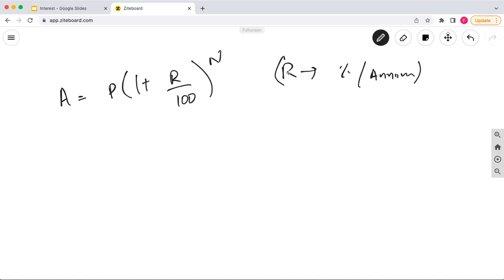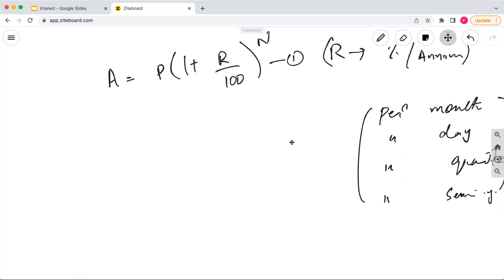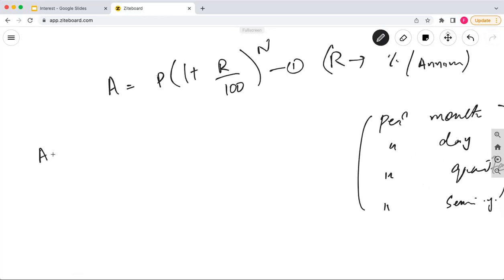So if the question says that instead of compounding per year, the compounding is per month, per day, per quarter of year, or per semi-year, then there is a modification in this formula. What will that formula be? A is equal to P into (1 plus R over C into 100) whole power N into C. Rest is the same.